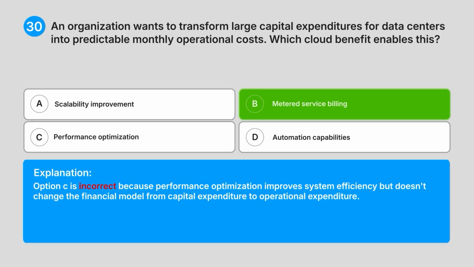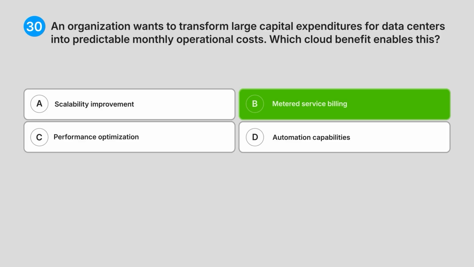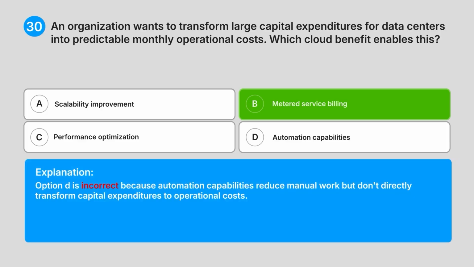Option C is incorrect because performance optimization improves system efficiency, but doesn't change the financial model from capital expenditure to operational expenditure. Option D is incorrect because automation capabilities reduce manual work, but don't directly transform capital expenditures to operational costs.